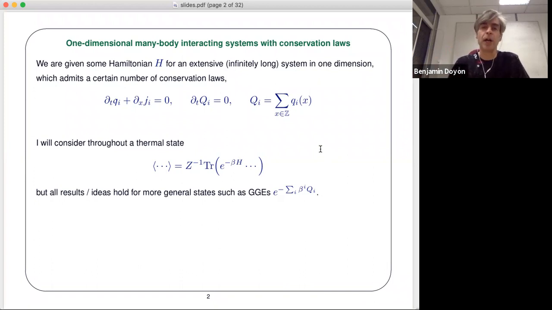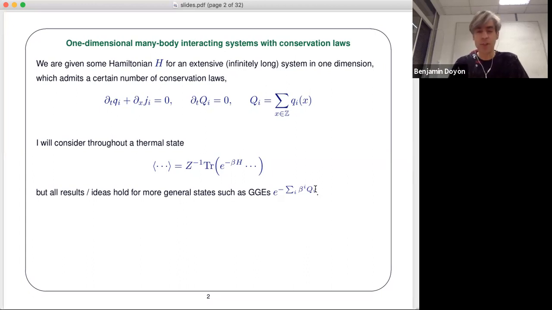Here I write the discrete case: a conservation law is expressed with a density and a current, where this is a discrete derivative, and the total sum of the densities over all points on the chain is a conserved quantity. I'm going to talk about just very simple states, thermal states at non-zero temperature. So this is not vacuum correlation functions, but correlation functions at non-zero temperature. In fact, I could discuss something more general, called generalized Gibbs ensembles, where all the conserved charges are involved. But for simplicity, I just consider thermal states.